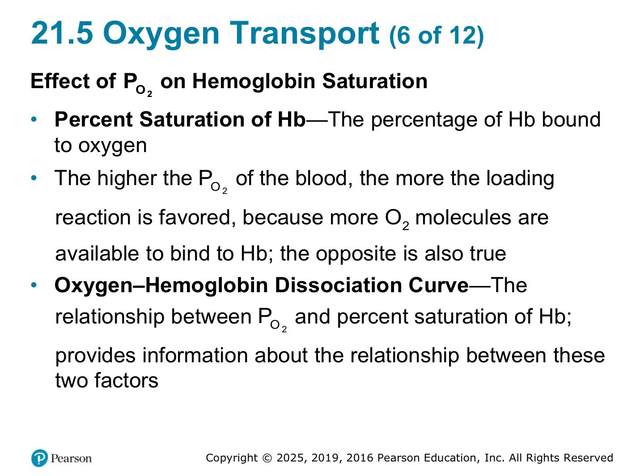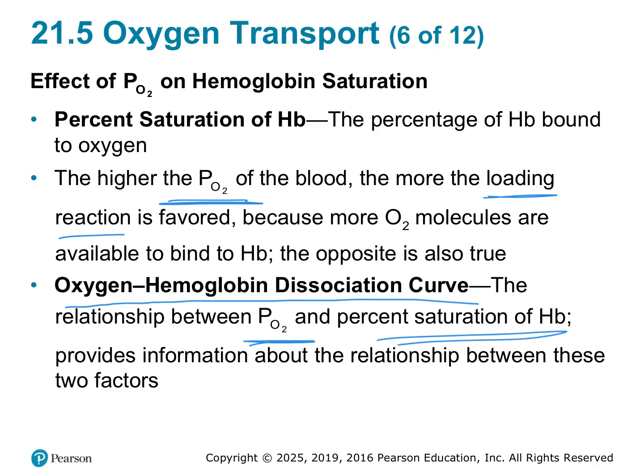There are a few factors that can impact the affinity. One is the partial pressure of oxygen. So if we increase the partial pressure of oxygen, we see more loading occurring. And if we decrease the partial pressure of oxygen, we see more unloading occurring. So there's this relationship that we can put on a graph and get an oxygen hemoglobin dissociation curve. It's the relationship between the partial pressure of oxygen and what percent of the hemoglobin is saturated, or what percent of the hemoglobin has oxygen bound to it.